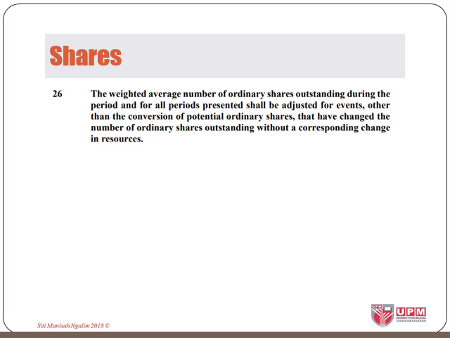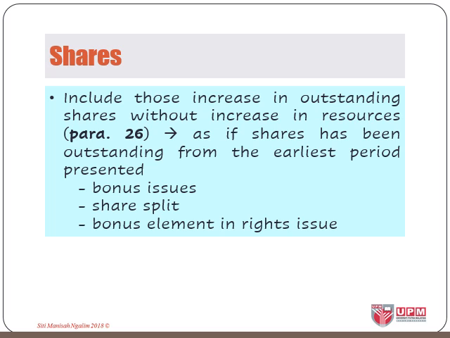As we are looking at changes in the number of shares, that should include those increases in outstanding shares without an increase in resources, as posited in paragraph 26. And the way we treat them is as if those shares have been outstanding from the earliest period presented. The sources of such changes in shares include bonus issues, when a company issues new shares free of charge to existing shareholders, share splits, where we split one existing share into 2 or 4 depending on what the entity wants to achieve from the split, and the bonus elements in rights issues.